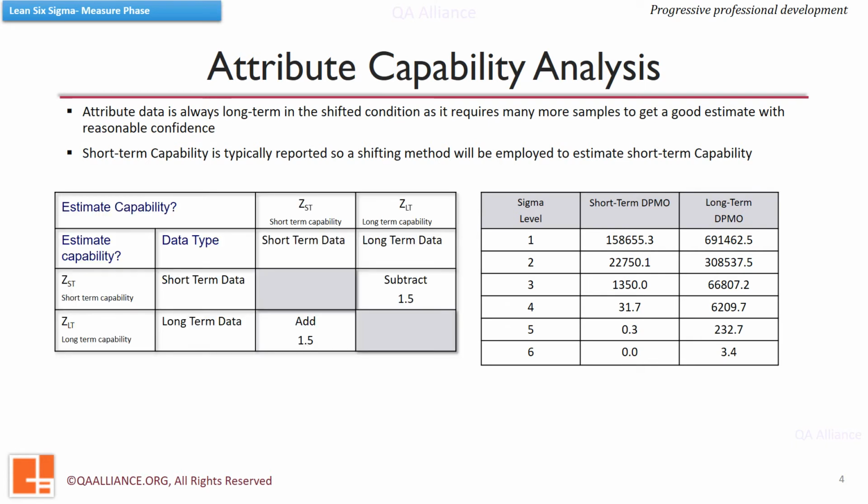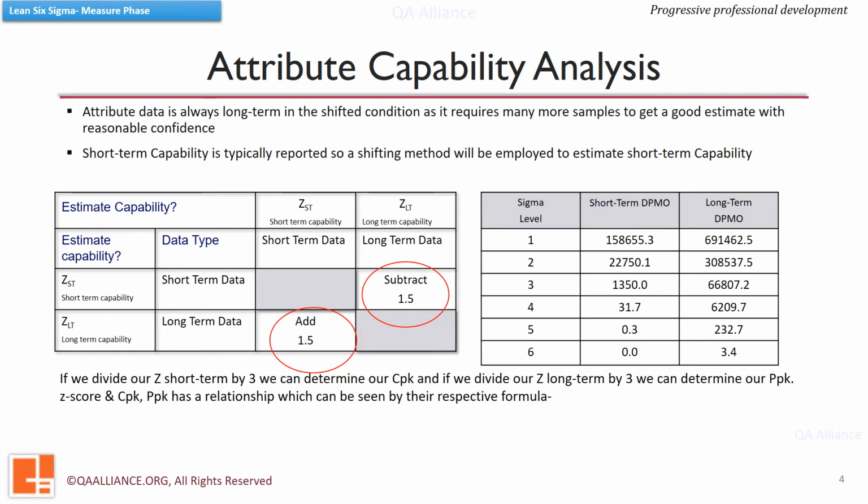Here in this table, in case we have long-term data, we can add 1.5 to convert it into short-term capability, and if we have short-term data, we can subtract 1.5 to convert it into long-term capability. Why the figure 1.5? That is because a stable process can shift and drift by as much as 1.5 standard deviations. Now to get CPK and PPK, the capability indices corresponding to short-term and long-term data, respectively, we can divide the Z-score by 3. So the equation for Z-score looks like this, and for CPK and PPK, it looks like this.